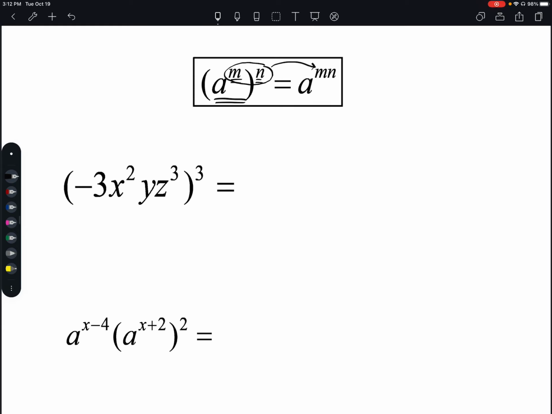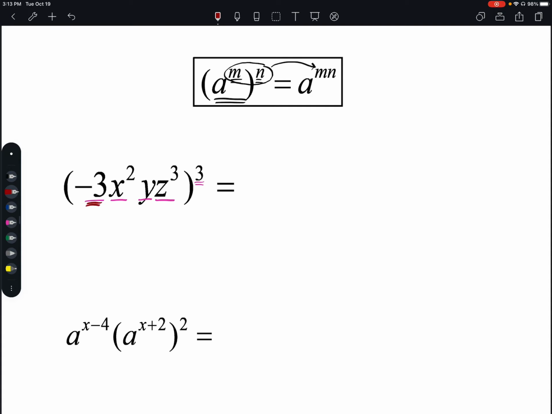Our example here is -3x squared y z to the 3rd, and it's being raised to the 3rd power. When we look at it, how many factors are in here? We've got a -3, an x squared, a y, and a z. So there are 4 different bases there, and each of those bases is going to be raised to the 3rd power. We could expand it like we did on some of the first ones, but these are getting longer and longer, with more and more expansion, and that just takes longer. So we'll try to use the shortcut.